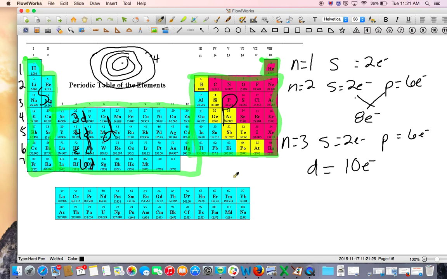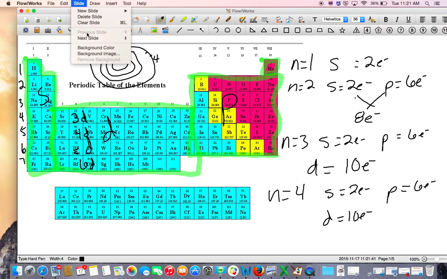Okay? All right, let's move on to the fourth energy level, the fourth quantum. You know there should be 32 total electrons. Well, s is going to hold 2. p is going to hold 6. We now know that d holds 10. That gives us 18, so we're looking for 14 more.